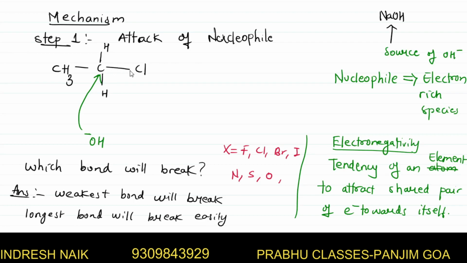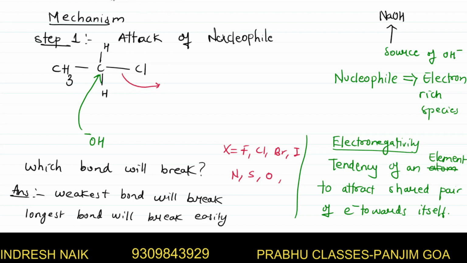Who decides the bond length? Atomic radius. The atomic radius of chlorine is higher among these. So the carbon chlorine bond is the longest bond because of the atomic radius of the chlorine. Here the atomic radius of hydrogen is smaller, so these bonds are not going to break, nor this; the carbon carbon bond is also smaller. So this is the bond which is going to break, right?